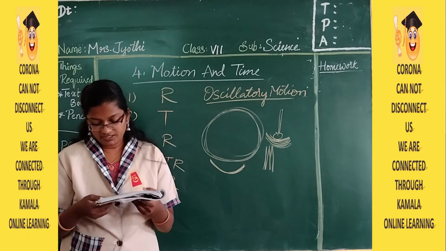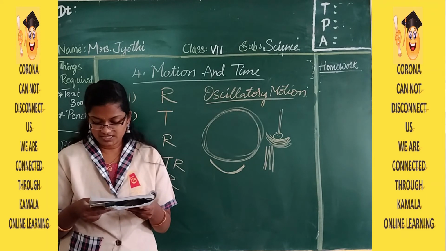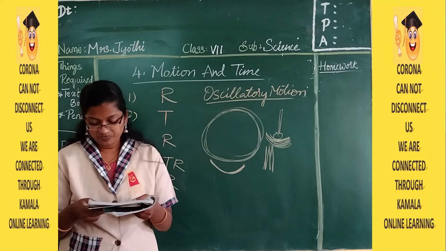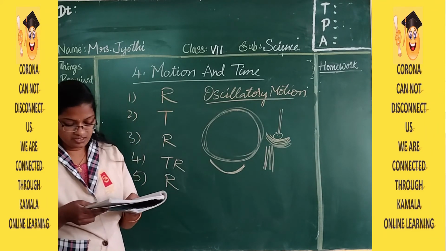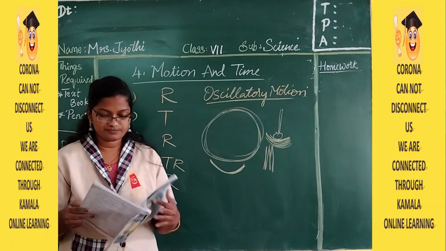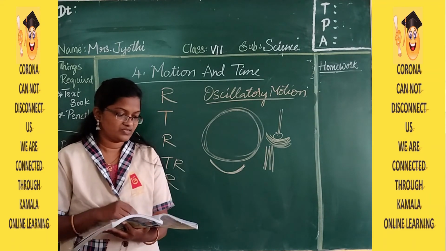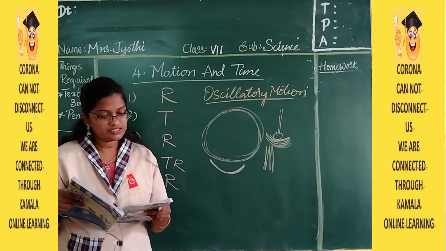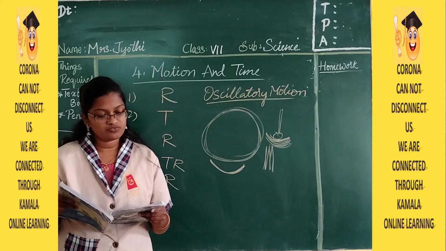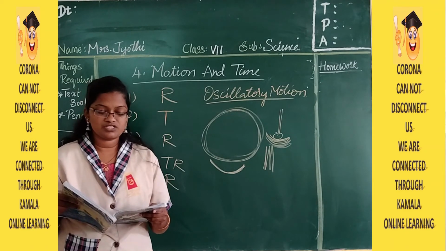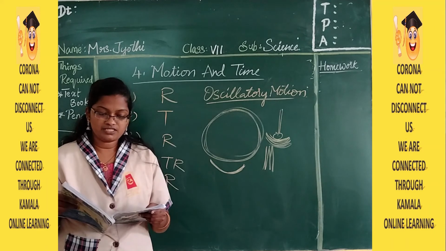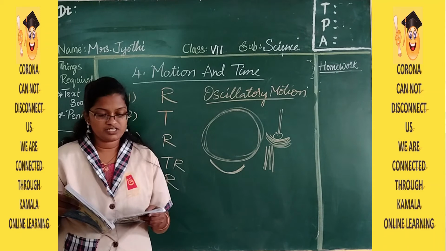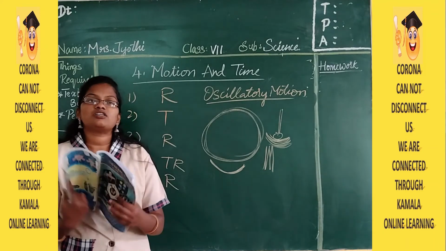If we critically examine the above mentioned motions, we understand that in each case the body moves backward and forward or upward and downward on either side of a fixed point or a line. For example, the girl on a swing moves backward and forward on either side of the rest position of the swing. Similarly, in other cases also the body is in to and fro motion along the same path of motion. This type of motion we call oscillatory.